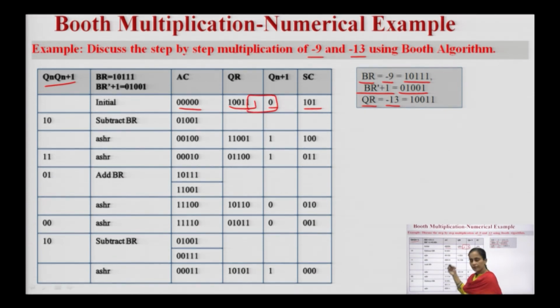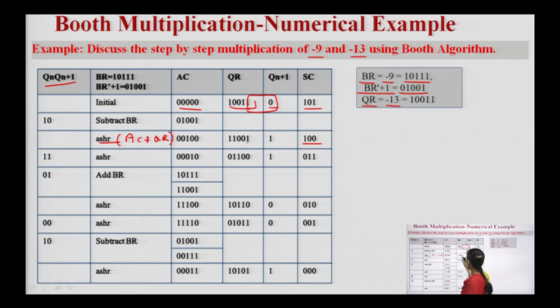It is quite obvious that the first condition in Booth will be either 0 0 or 1 0, because q1 plus 1 is always 0. So, the first possibility is subtract BR. So, I will be adding 2's complement of BR to my accumulator and then performing arithmetic shift right for AC and QR, and decrementing my sequence counter.